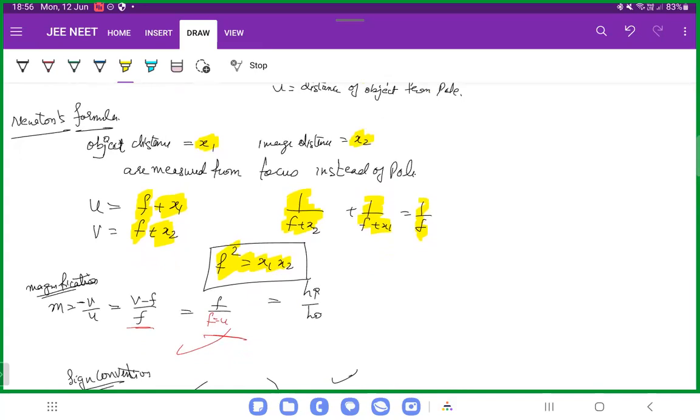Come on, let's see. It seems easy, but this is actually long, lengthy. Come on, try it.